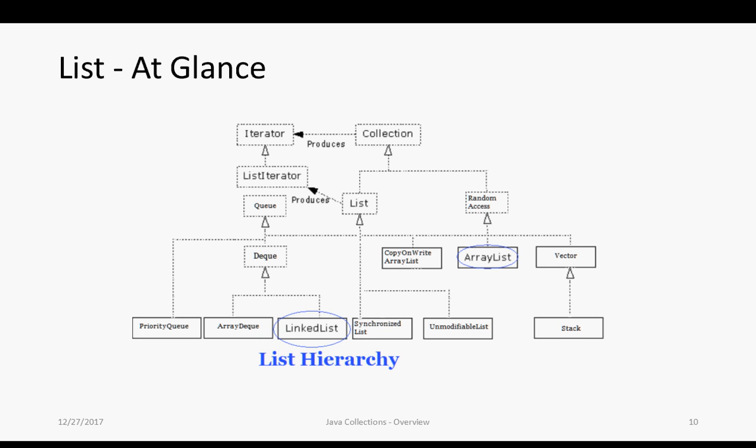Okay, let's talk about the list. As you can see, the hierarchy of the list. You have a collection at the top which produces the iterator. List, as we talked about, is producing the list iterator. Lists are very helpful when you want sequential access to the elements. It allows you to add duplicate elements into the list as well.